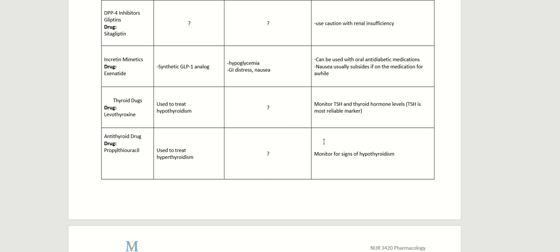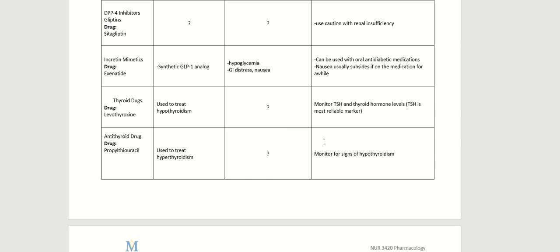For any of our thyroid medications or thyroid disorders, we want to make sure that we're monitoring our TSH level. TSH, or thyroid stimulating hormone level, is the most reliable level for thyroid function. So that's the one that we're going to be measuring the most.